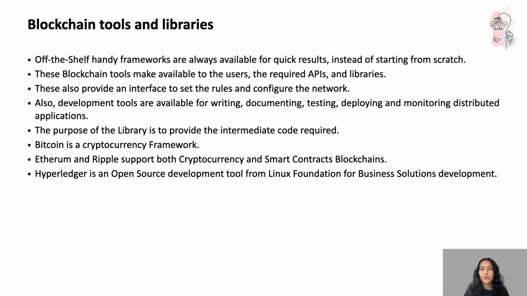For cryptocurrency, we have Bitcoin's framework. For cryptocurrency and smart contracts together, we have Ethereum and Ripple. For enterprise blockchain, we have Hyperledger. In a way, these tools do all the heavy lifting for writing and deploying smart contracts, configuring network rules, testing, monitoring, and maintaining distributed applications.